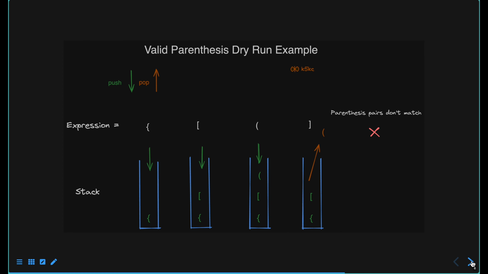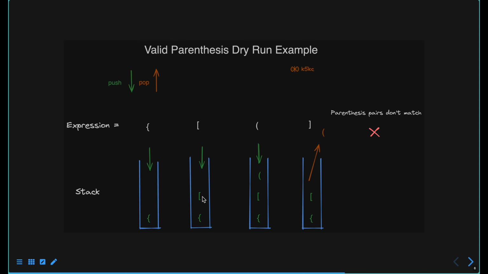Now let's go to another example. Here we have this expression with curly brace, square bracket, then parenthesis, and only the closing with square bracket. So we start our operation again. This time we get a square, we get a curly brace, so we will just push it to the stack.